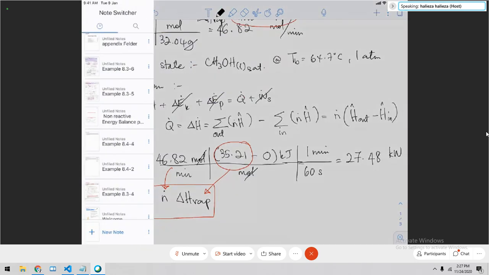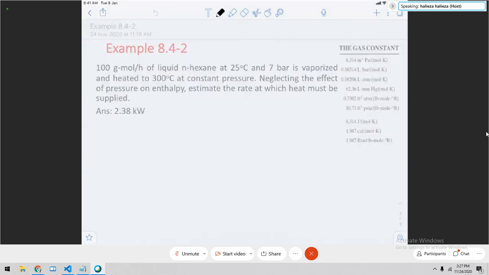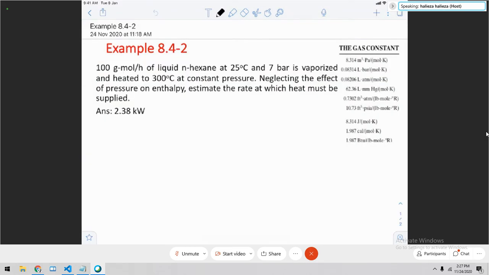That example was 8.41. Now we're going to look at 8.42. Again, with phase change, let's look at the question. 100 gram mole per hour, liquid hexane, 25 degrees C, 7 bar. You vaporize it, that means you're going to get vapor at 300 degrees C at a constant pressure. So that means you're still having a pressure of 7 bar. This is 7 bar, still the same. Neglect the effect of pressure on enthalpy. Estimate the rate at which heat must be supplied. We're going to calculate the same thing, heat.